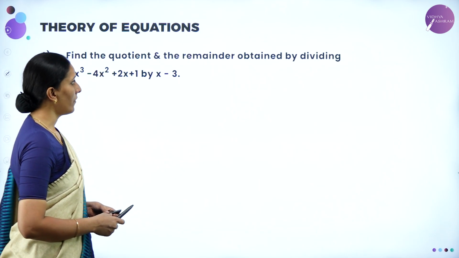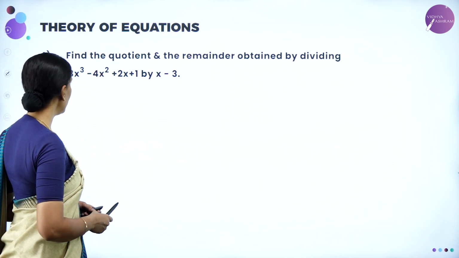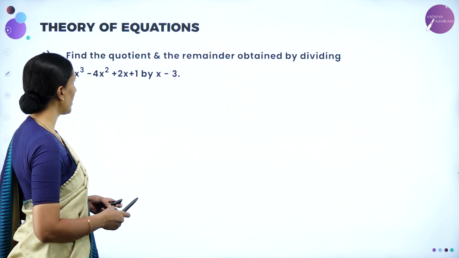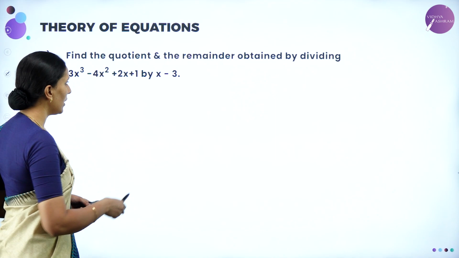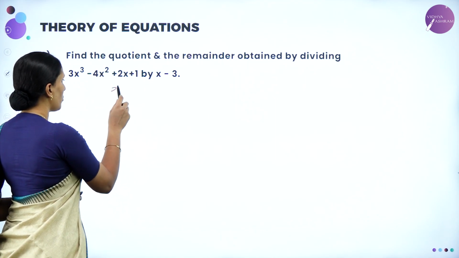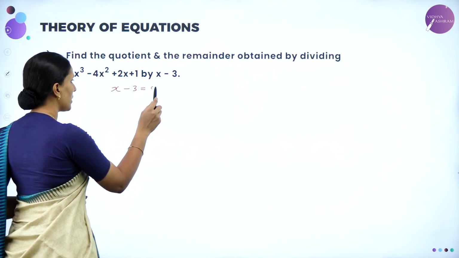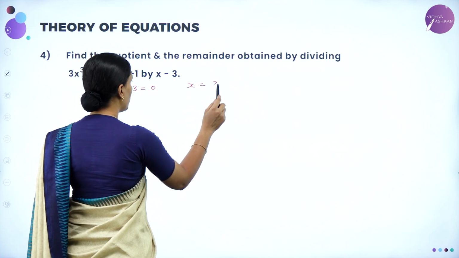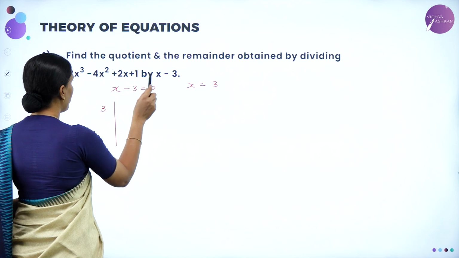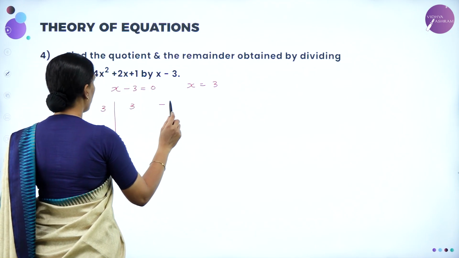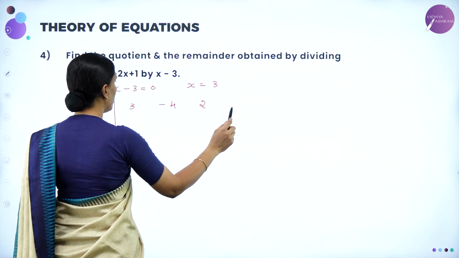Find the quotient and remainder obtained by dividing 3x cube minus 4x square plus 2x plus 1 by x minus 3. So here they have given x minus 3. So if you equate x minus 3 to 0, then we will get x is equal to 3. So we need to divide this by 3. So let's write the coefficients here: 3, minus 4, 2, 1.